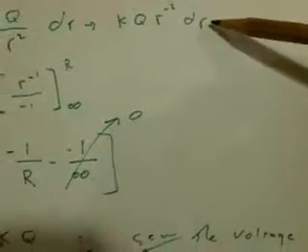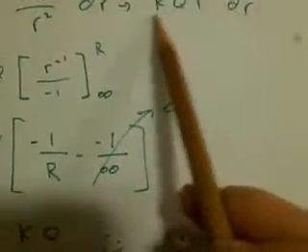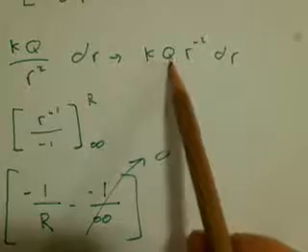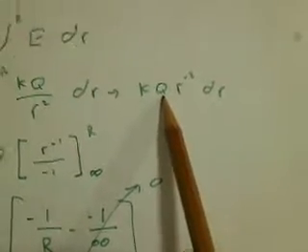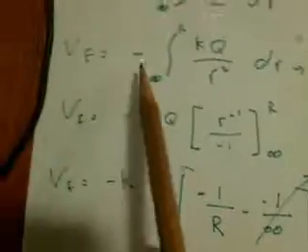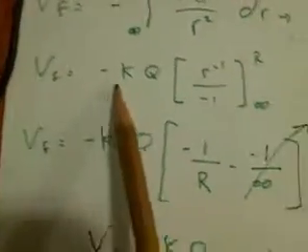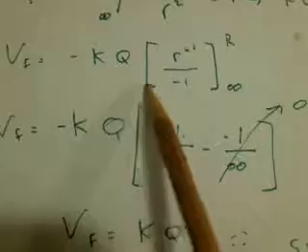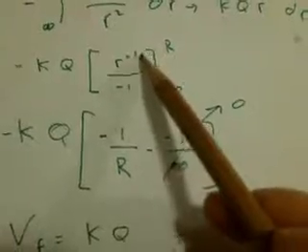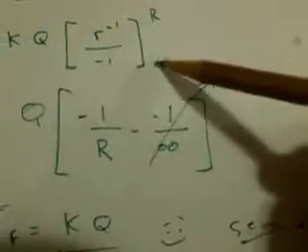When I do that, also remember I can fish out the K and the Q, because those two are going to be constant. K never changes. Capital Q is the amount of charge that's fixed in place. That is whatever it is. So outside that integral now, I have a negative KQ. So what I then integrate is R to the negative 2, which simply becomes R to the negative 1 over negative 1, and I go from infinity to R.